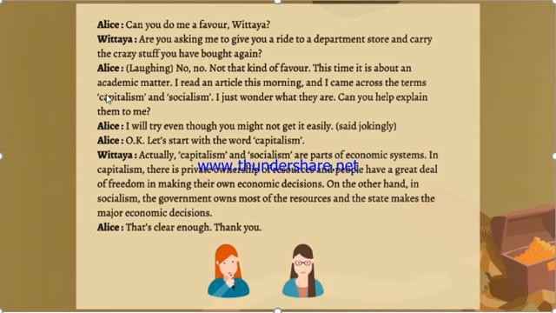Witaya answered, "I will try, even though you might not get it easily," said jokingly. Alice then said, "Okay, let's start with the word capitalism." So Witaya answered back, "Actually, capitalism and socialism are parts of economic systems. In capitalism, there is private ownership of resources and people have a great deal of freedom in making their own economic decisions. On the other hand, in socialism, the government owns most of the resources and the state makes the major economic decisions." So Alice finally said, "That's clear enough.